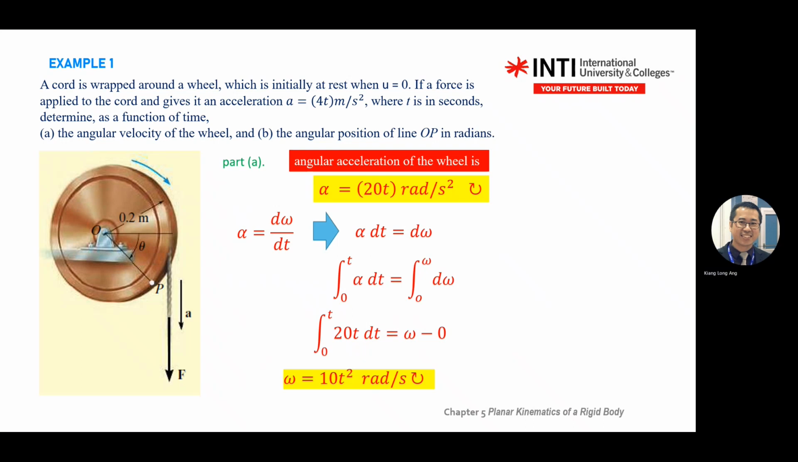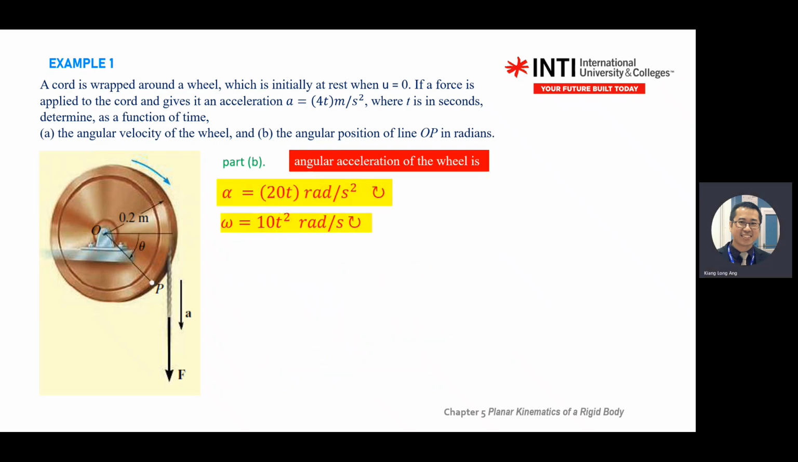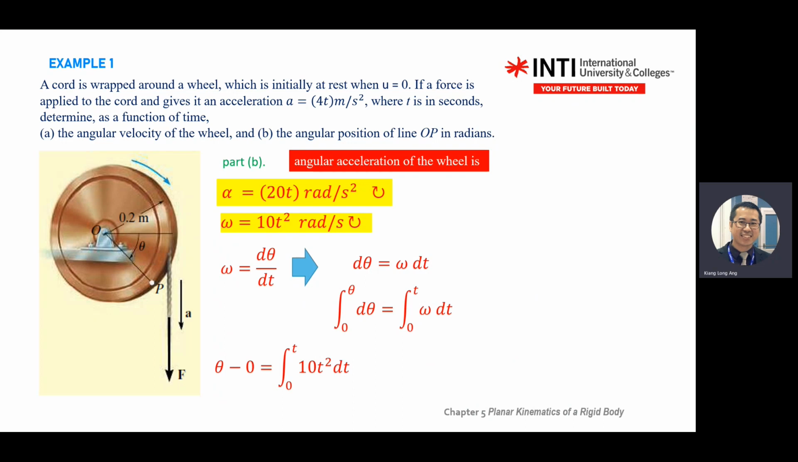Makes sense? So you have alpha, you have omega. Again, what is omega? Angular velocity definition, d theta dt. Move dt to the left hand side and integrate. You'll get theta equal to 10 divided by 3 t cube radian. This is in radian. You're now in rigid body, you're no longer in angle.